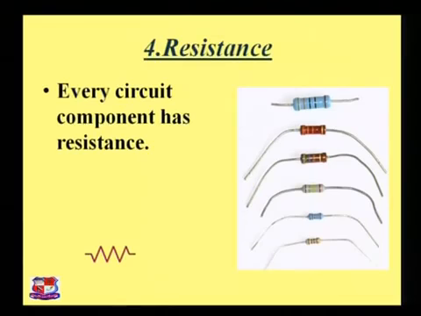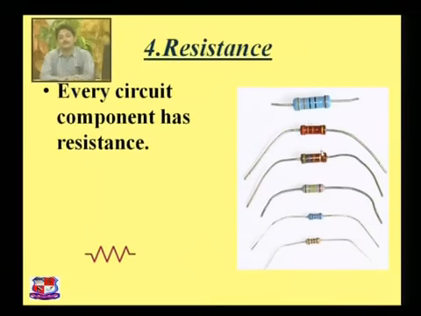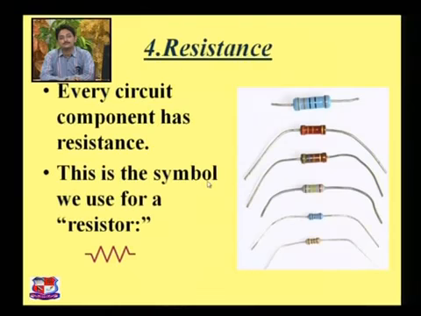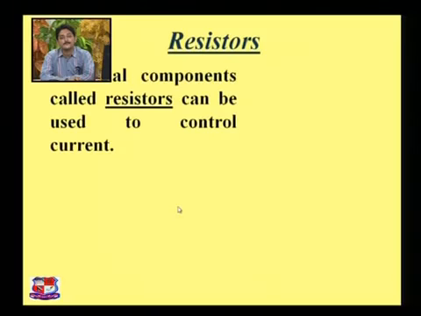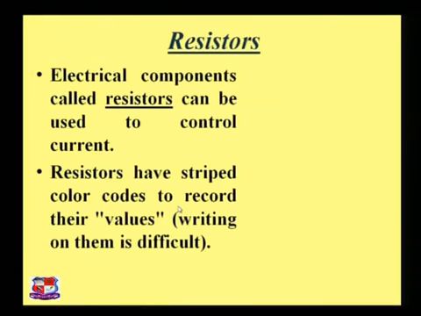Every circuit component has some resistance. The device which offers the resistance is known as a resistor. Here are some pictures of resistors. You can see that different color codes are also there. This is the symbol of the resistor. If you want to draw any circuit and add a resistor, then you have to use that symbol. A resistor is used to control the flow of electrons. The electrical component called the resistor can be used to control the current.